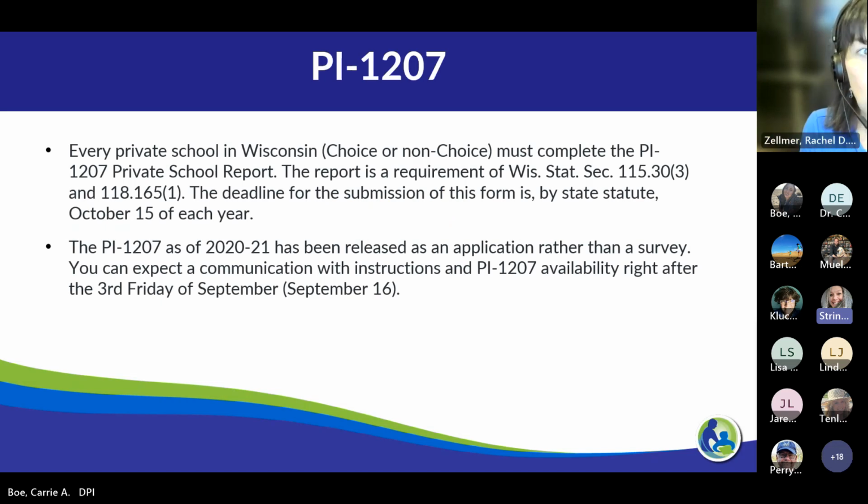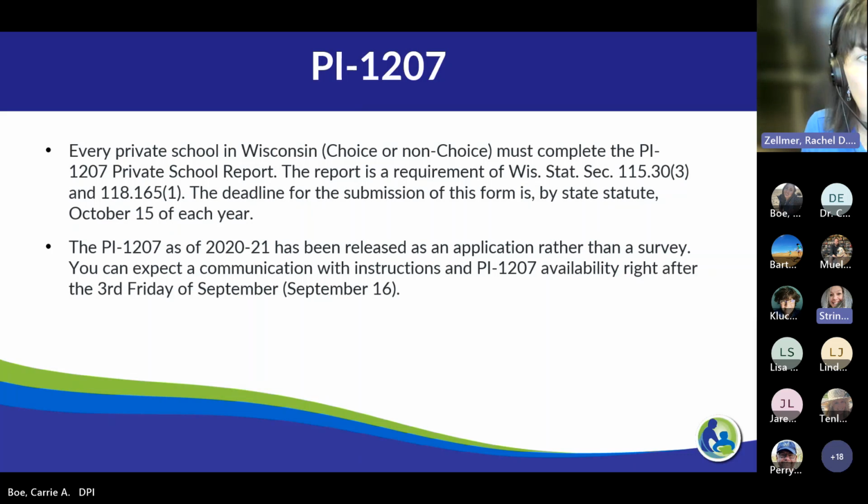What I'm going to talk about in this next section is a requirement for all private schools, choice or non-choice. If you existed before becoming a choice school, you have probably already participated in this data collection. It's called the PI 1207 Private School Report, and in order to be considered an active and open private school in Wisconsin, this report needs to be completed annually.